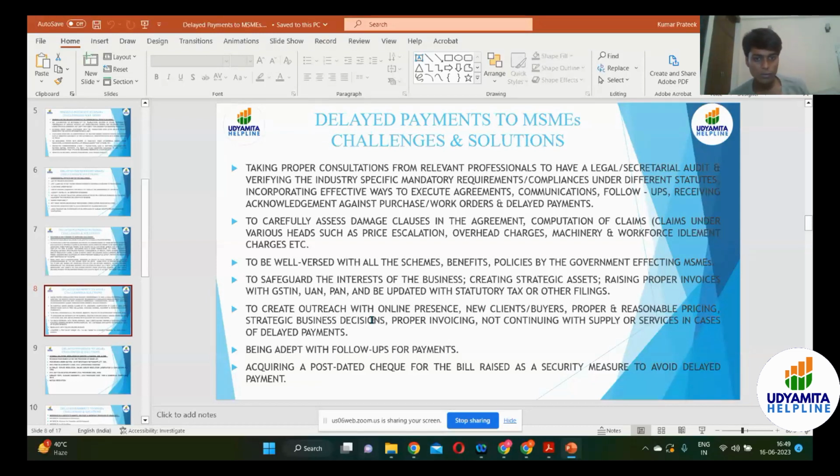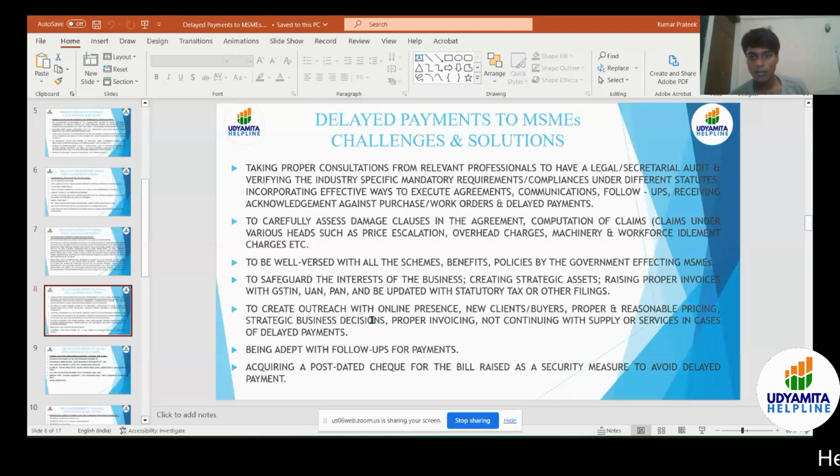The next one is to safeguard the interest of business, creating strategic assets, raising proper invoices with GSTIN, UDYAM, PAN, and be updated with statutory tax and other filings.